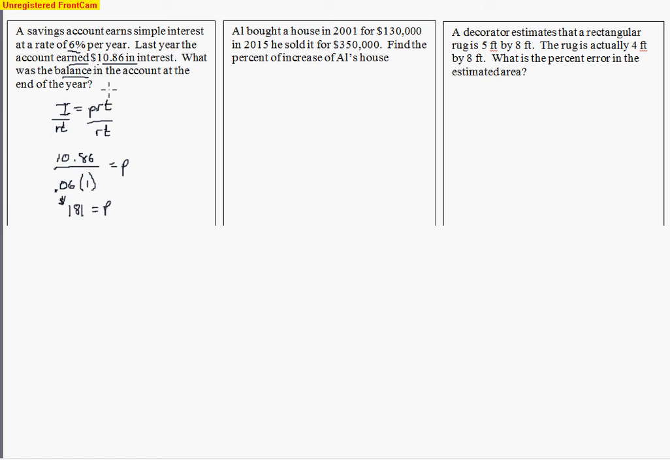But that's not what they want. They want the balance. Balance means together, how much did they have at the end of the year? So they're going to add the interest plus the principal is going to equal the balance. And so that's what I need to do next. I need to take the $10.86, and I need to add on that $181, and that's going to give me $191.86.